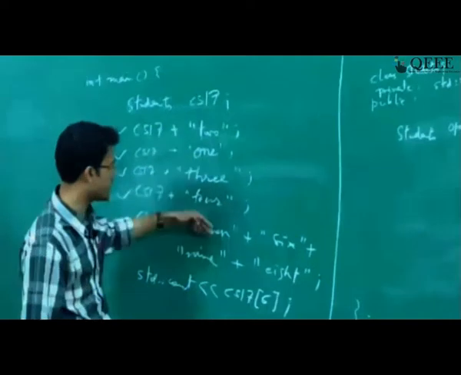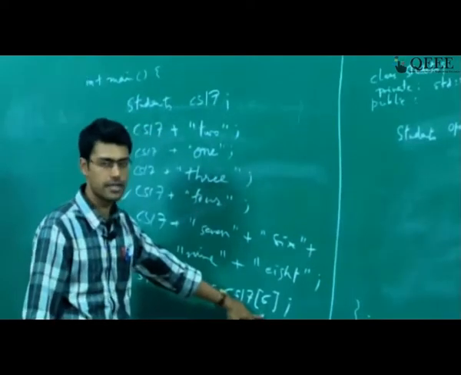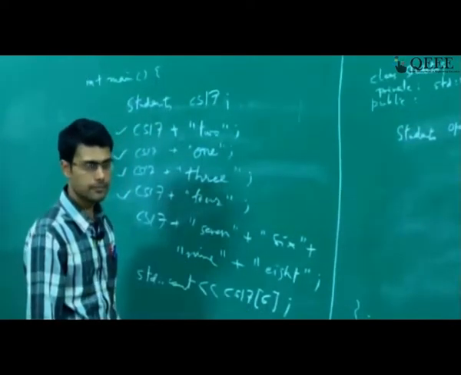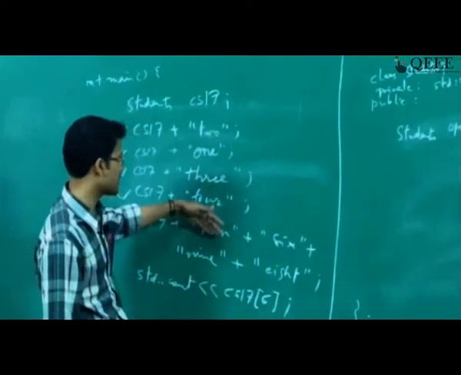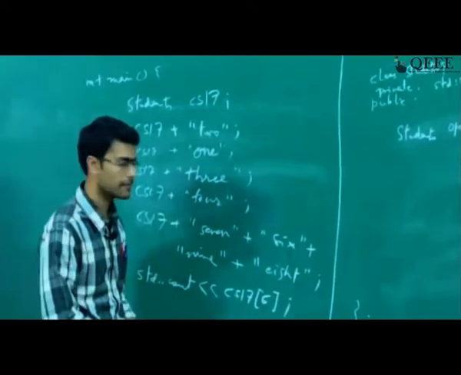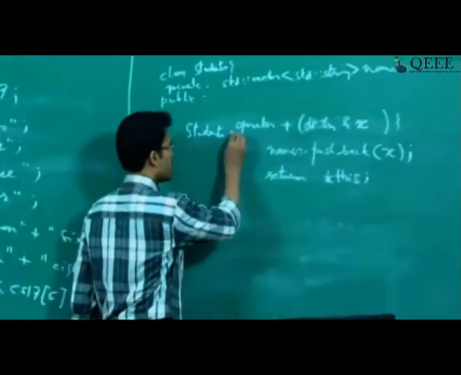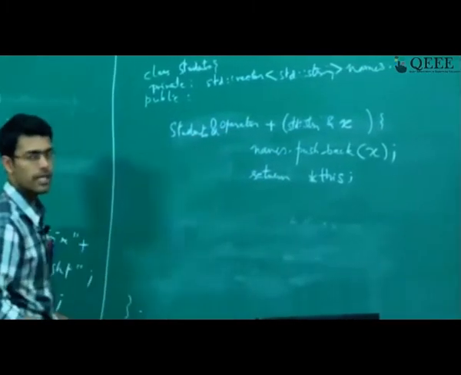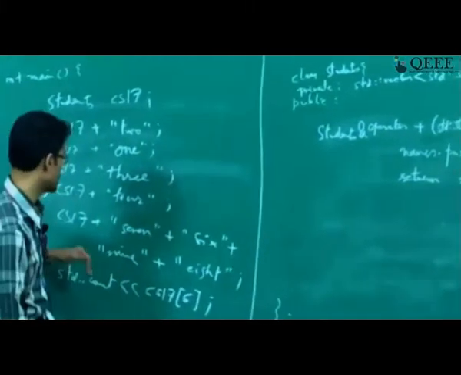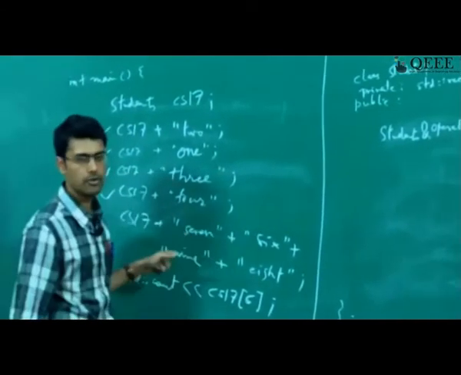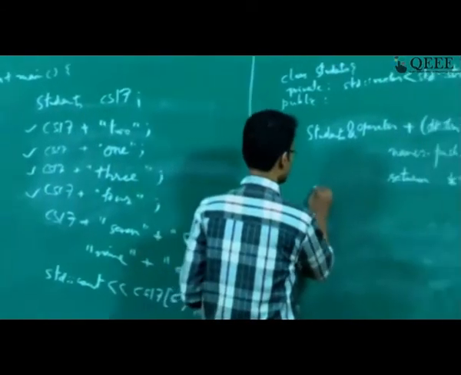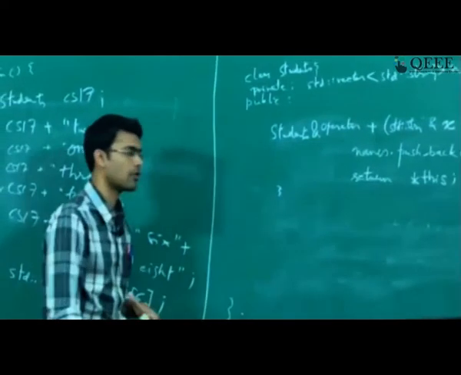In fact, if you have added only these and you try to do CS17 of 6, you might get a seg fault because that index does not exist. There are only 5 elements that you have added, not 7. So the problem here is that we have missed this ampersand. We need to return a reference to CS17 so that you will be able to apply all of this together. Alright, so that part is about operator plus.